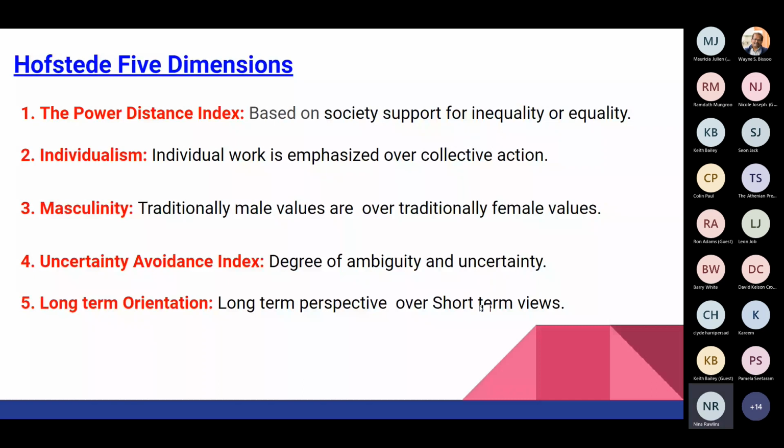Lastly, we have long-term orientation, which is a long-term perspective over short-term views. The long-term orientation shows focus on the future and involves delaying short-term success or gratification to achieve long-term success. And the short-term orientation shows focus on the near future. It involves delivering short-term success or gratification and places a stronger emphasis on the present than the future. Next slide.